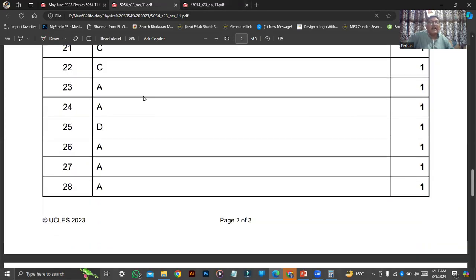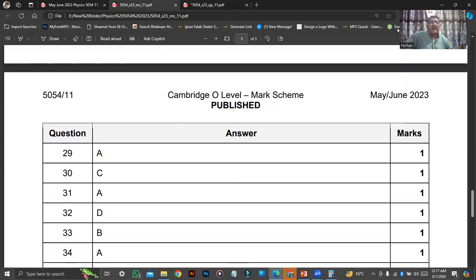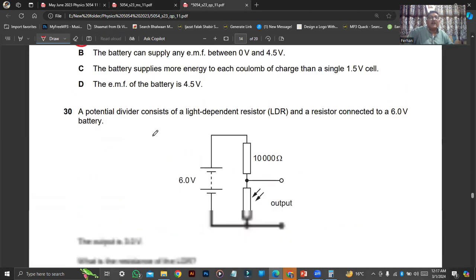Question number 29, I think A is the option. Yes, question number 29, A is the right option.